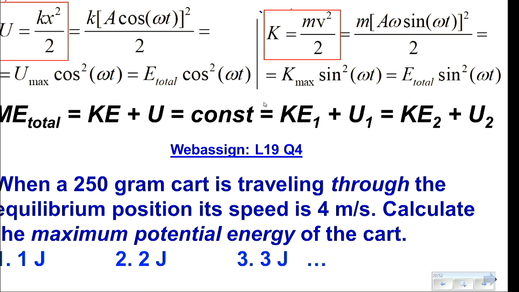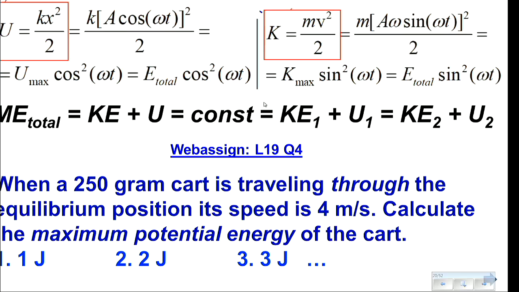Question. You take a 250-gram cart. Actually, this is what it is. This plastic cart weighs exactly 250 grams. You attach it to a spring. You move it away from equilibrium position. You let it go. It travels back and forth, back and forth, back and forth.